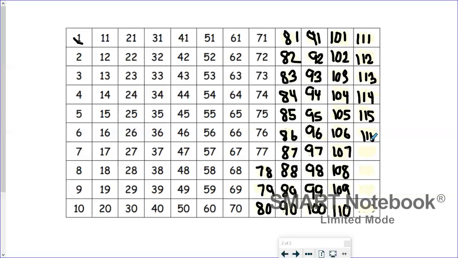116, 117, 118, 119, and I finally made it to 120.